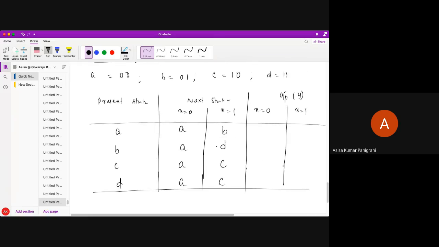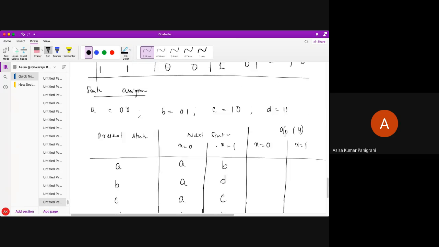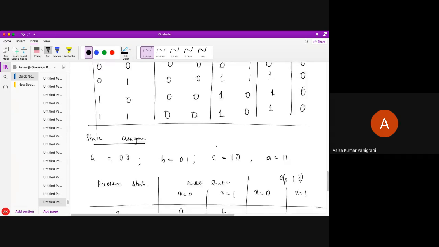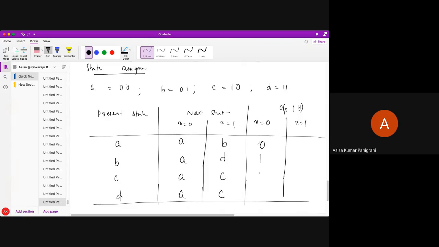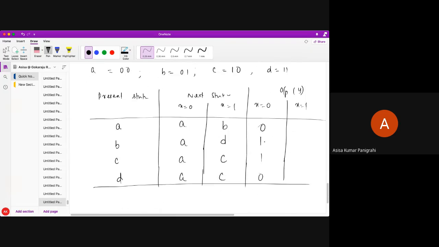Simple. Next, for outputs, for x equal to 0, what are there? Outputs are just the same as they are. They will not change: 0 1 1 0, 0 1 1 1. Okay. So don't make any mistake, students. If you make one mistake in one step, everything will be a mistake. So here all zeros. So this is my state table.